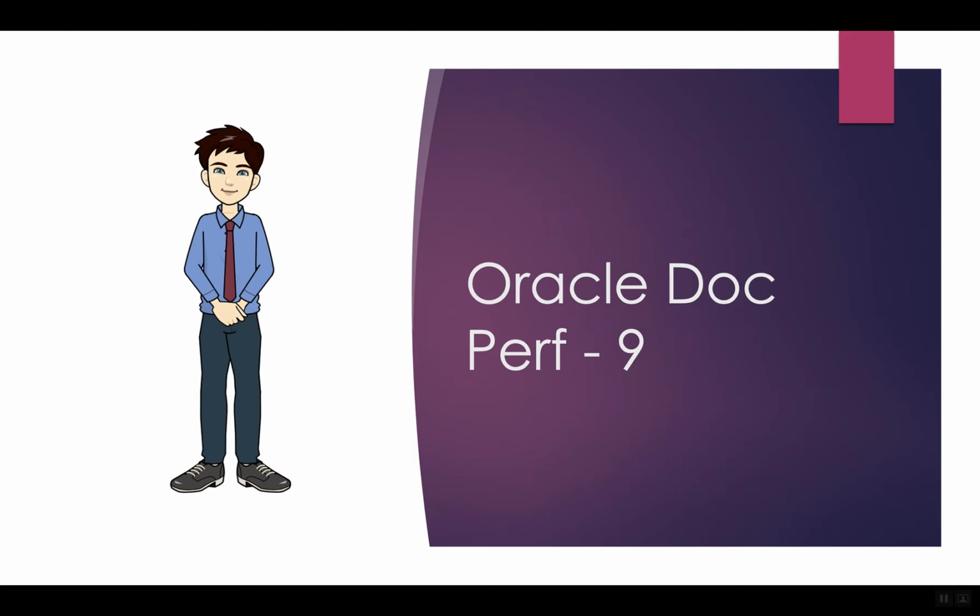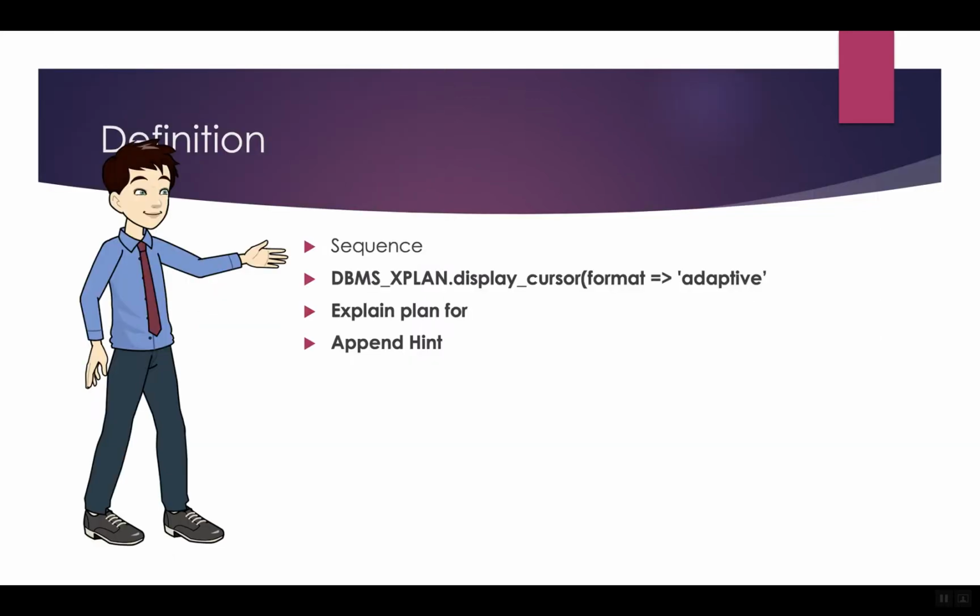This is the Oracle Database Performance Tuning Part 9, and I'm planning to go in the first phase. That's a total of 12 performance tuning documents; the videos are already uploaded in my channel and you can go through them. Before we move further, let's see what we are going to cover. Basically, we will talk about sequence, the use of sequence. We'll see about DBMS_XPLAN.DISPLAY_CURSOR, format adaptive, EXPLAIN PLAN FOR, and append.